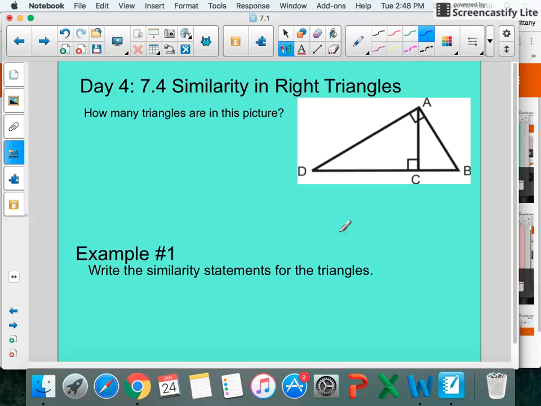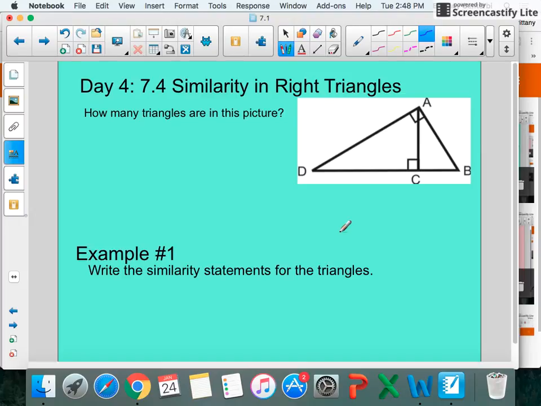Right, so for 7.4, we're doing similarity in right triangles. So we know that right triangles have right angles in them. This is going to be broken down into two separate videos. One where we're just working on pulling out the similar triangles, and then another where we're actually solving using the similar triangles. So the first video, we're going to break these triangles down.